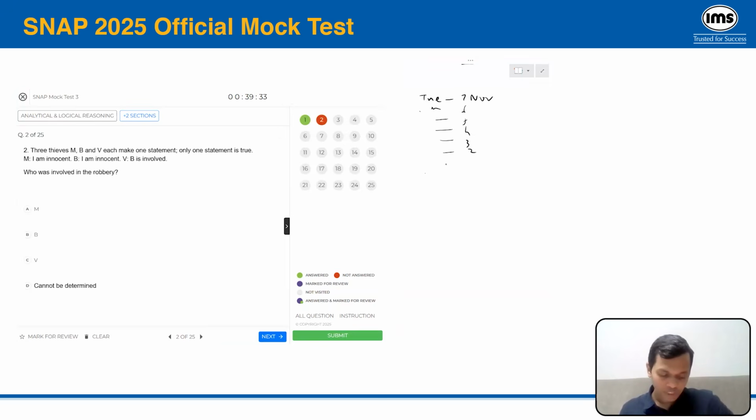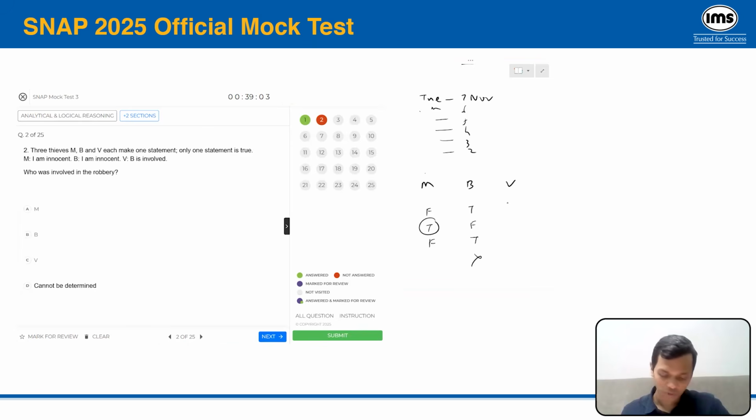3 thieves M, V, B each make one statement. Only one statement is true. Who was involved? So let's say M is involved, B is involved, V is involved. If that is the case, their statements: M says I am innocent, so that is false. B says I am innocent, so that is true. V says B is involved, that is false. Okay, so this is holding fine, I think. M says I am innocent, so that becomes true. B says I am innocent, so that is false. V says B is involved, that is true.